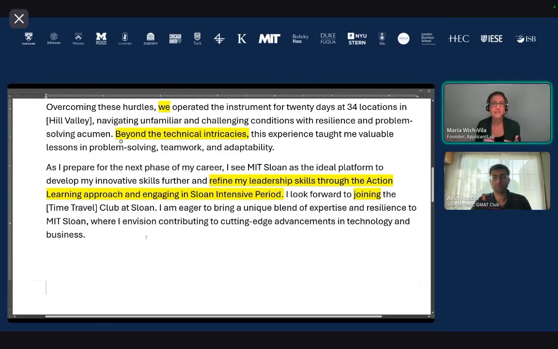What do you want to do in the time travel club? What do you want to do there? What's your vision for what you're going to contribute to that club? They don't provide any ideas. They don't provide any, like, what are you going to give? What are you going to contribute to the club?